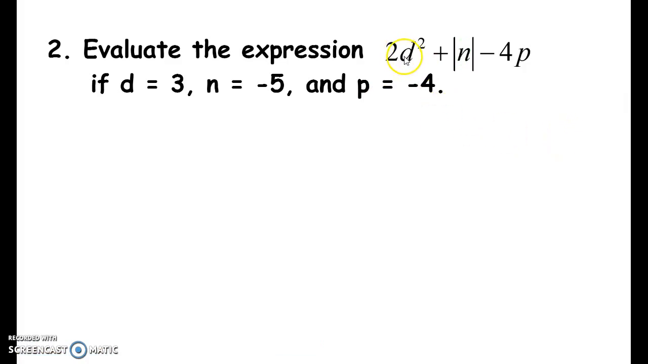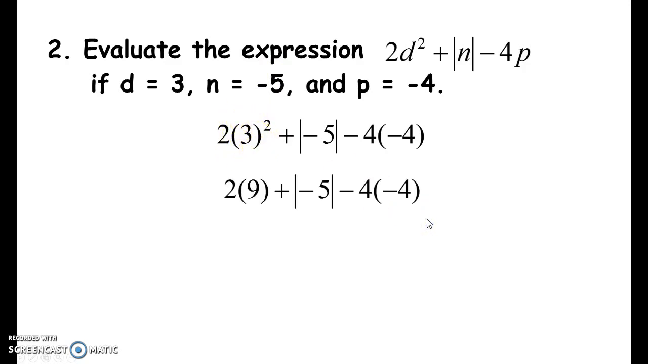I'm going to put in a 3 for D, negative 5 for N, and negative 4 for P. And it looks like this. So orders of operations says simplify anything inside the parentheses you can simplify. Well, it's just a number, so we're done there. We're going to simplify this exponent here. 3 to the second power does not mean 3 times 2. It means 3 times 3. Okay? 3 times 3 is 9. Now let's multiply.